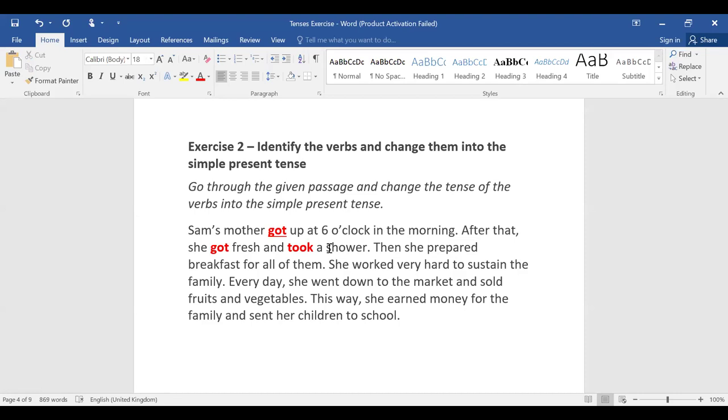Okay, there are times where shower becomes a verb. I am going to shower. Then shower becomes a verb. Okay, beautiful. Then let's go to the third sentence. Then she prepared breakfast for all of them. What is the verb in this sentence? Prepared breakfast.